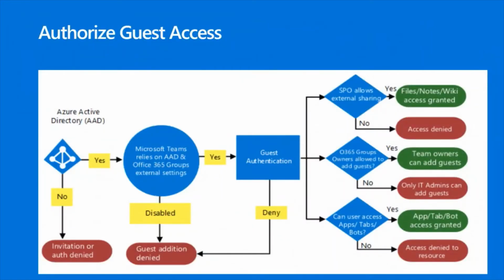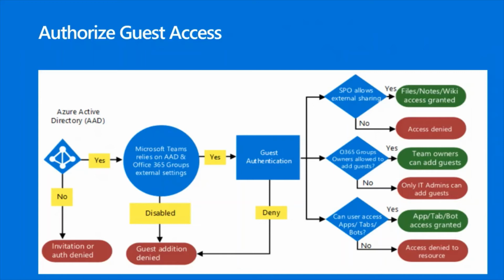Now we will analyze the complete configurations part that we have just run through. Whenever you try to add a guest user to your team, these are the checks that will run at the backend. First of all, a check will be made on Azure Active Directory, as you can see in the picture on the left-hand side.